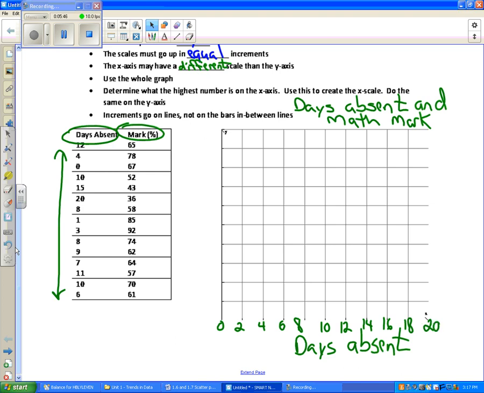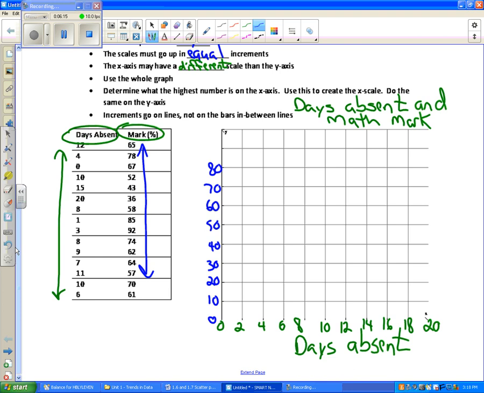I need to now pick a scale for my y-axis. And I can look at it and I see that I've got a whole range of marks on this side here. So in that range of marks, I need to start at 0. So again, I'm going to start at 0. And I think I can go up by 10s fairly safely. So 10, 20, 30, 40, 50, 60, 70, 80, 90, 100. And I'm going to put math mark, and it is in percent.